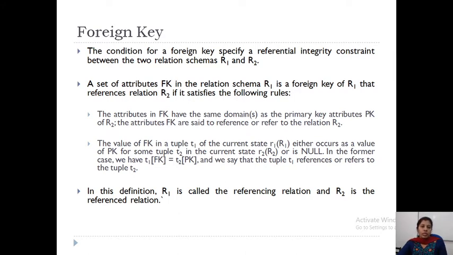T1 and T2 are what? T1 is a tuple in relation R1 and T2 is a tuple in relational state R2. Two different tables or two different relational schemas. And then when we have a foreign key, R1 is called the referencing relation and R2 is the referenced relation. R1 is called referencing relation and R2 is called referenced relation. I'll give you the example, then you will understand this concept.